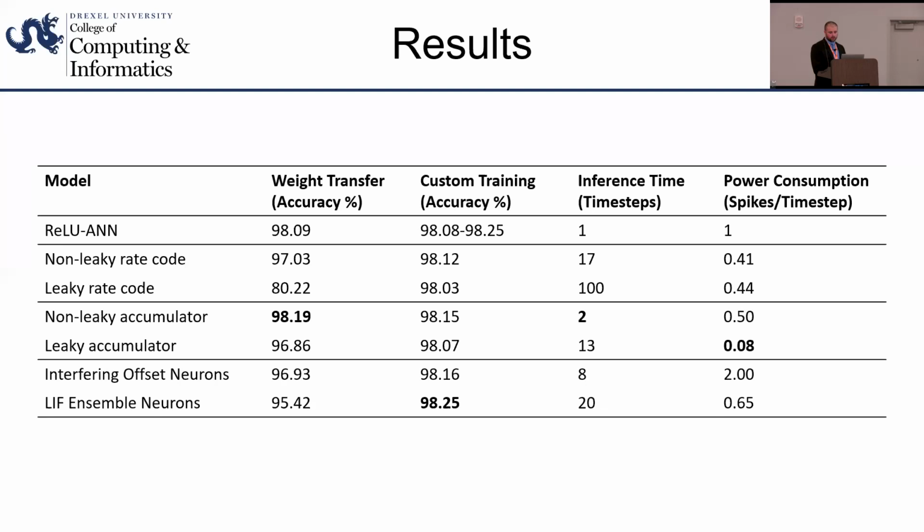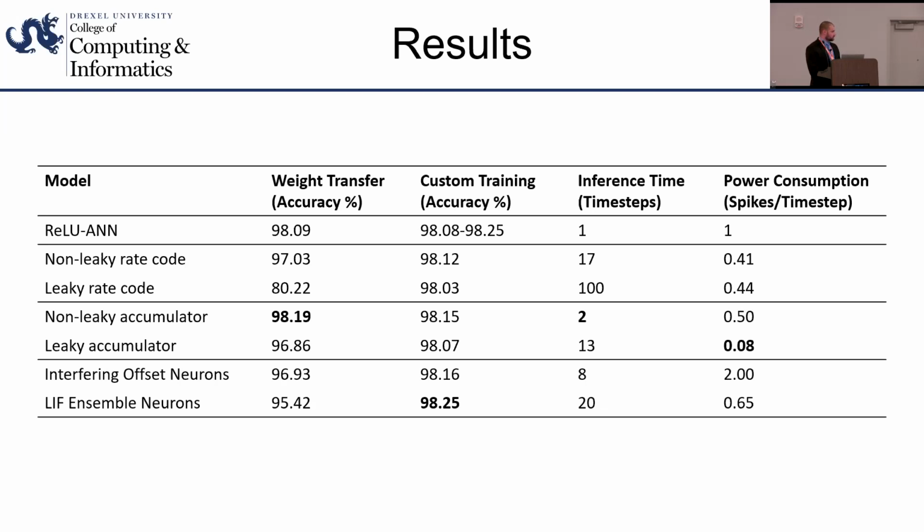For inference time, I measured the number of time steps for each model that was required to match the accuracy of the leaky rate code at 100 time steps. So that one is run for 100. And you can see that the non-leaky models have shorter inference times than the leaky models. And the models that are more biologically plausible, like the rate code model, showed longer inference times, followed by the ensemble models and the accumulators with the shortest inference time.